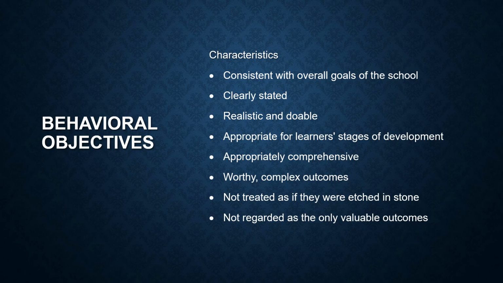We cannot expect our students to be able to outperform ourselves in less time than it took for us to learn a lesson. They must be appropriate for the learner's stages of development. A beginner Bible college student will not often be able to grasp a deeper understanding of eschatology when they haven't grasped that there are 27 books in the New Testament. They must be appropriately comprehensive and worthy, complex outcomes that fit what you're trying to accomplish.